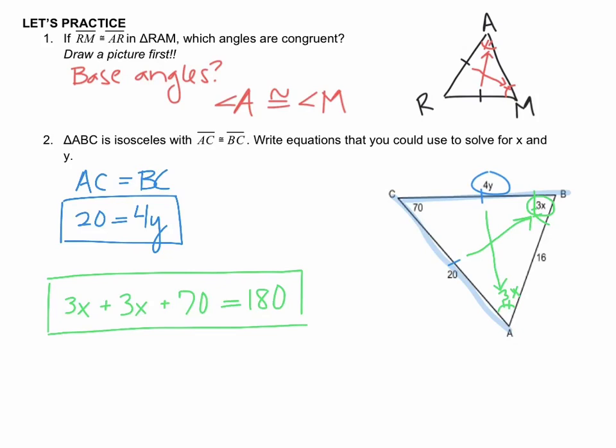The reason I was able to do that is because I figured out that my base angles were angle A and angle B, and I knew that they were congruent. And that is how I was able to find the measure for angle A.